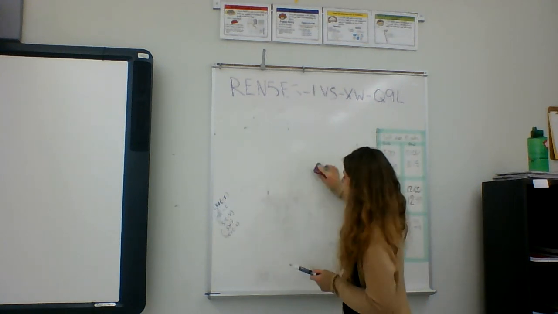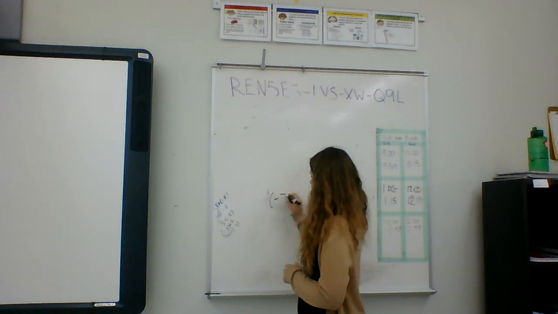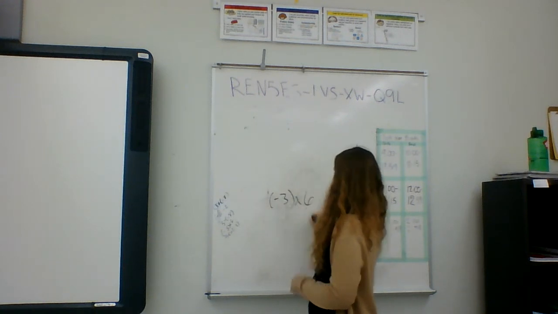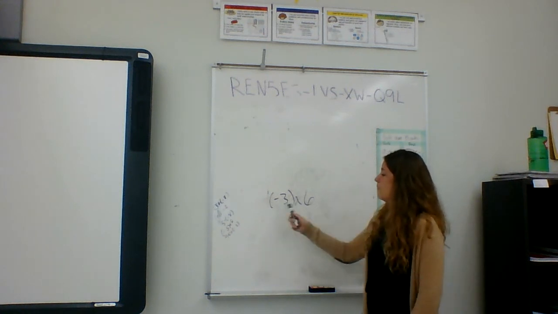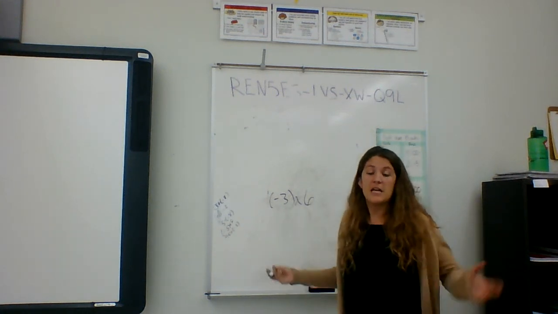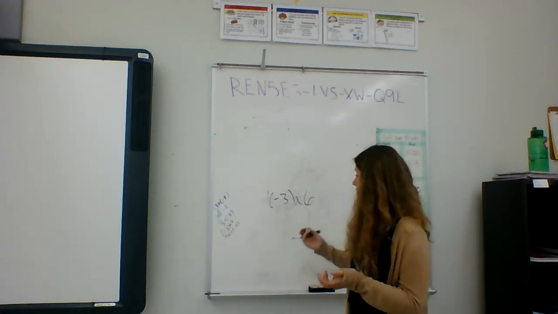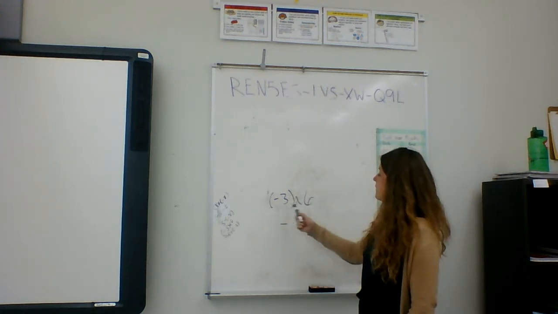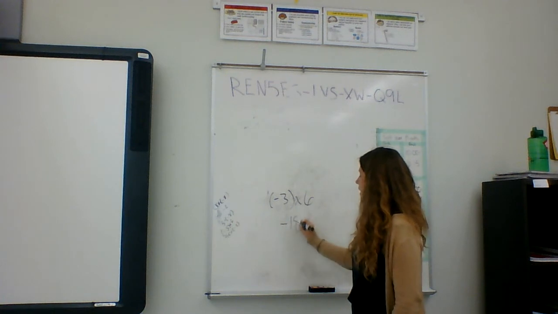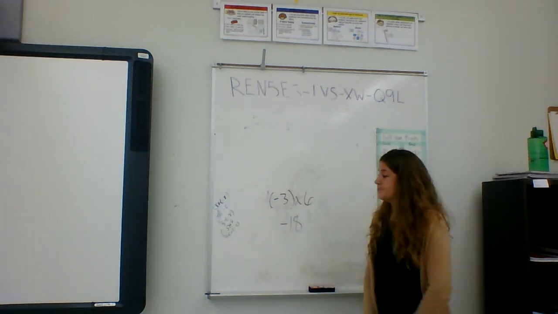All right, 2 left. We have negative 3 times 6. Now, rules are different when you're multiplying and dividing. When you're multiplying and dividing, if you have one negative, the answer is negative. If you have 2 negatives, the answer is positive. So 1 negative times 1 positive is going to be negative. Negative 3 times 6 is negative 18.